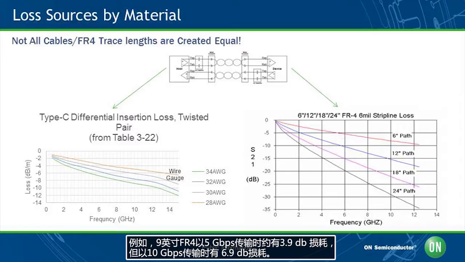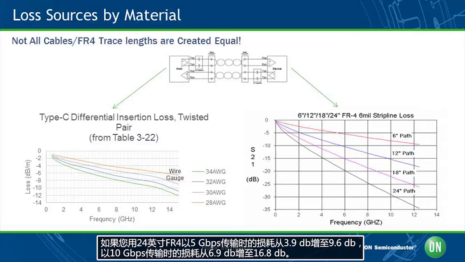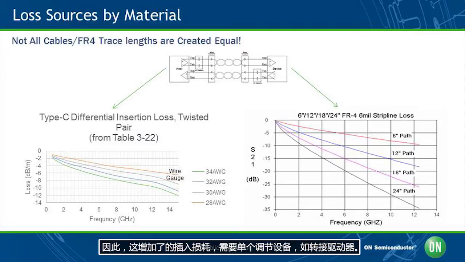For example, 9 inches of FR4 has roughly 3.9 dB worth of loss at 5 gigabit per second, but has 6.9 dB worth of loss at 10 gigabit per second. Now, if you go to 24 inches of FR4, your loss at 5 gigabit per second goes from 3.9 to 9.6 dB, and goes from 6.9 dB to 16.8 dB operating at 10 gigabit per second. So with this increased insertion loss, there is a need for a signal conditioning device such as a redriver.